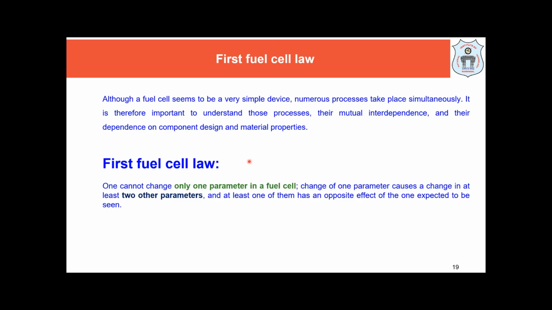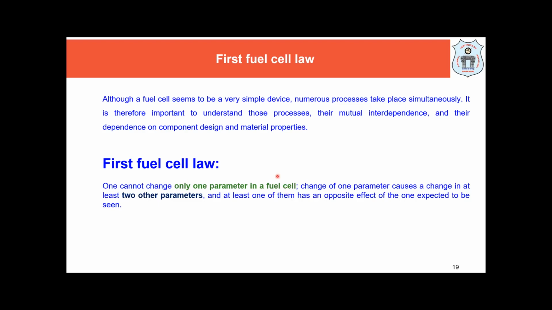Now look into this first fuel cell law. One cannot change only one parameter in a fuel cell. When you change one parameter in a fuel cell operation, it will cause a change in at least two other parameters, and among those two, one is going to have an opposite effect, that means a negative impact. You are increasing something, thinking that another parameter will also increase, but there is a third parameter which will go decreasing. So it is a trade-off between the parameters.